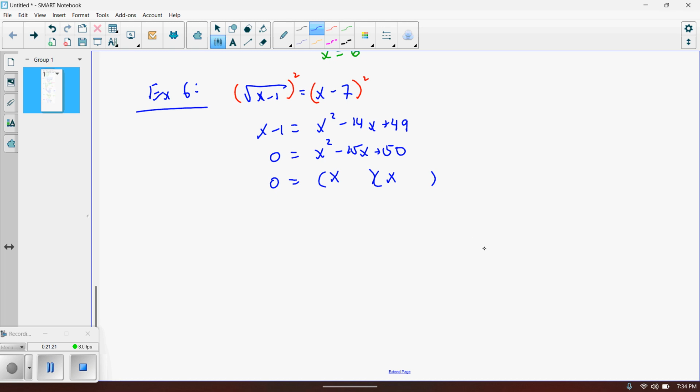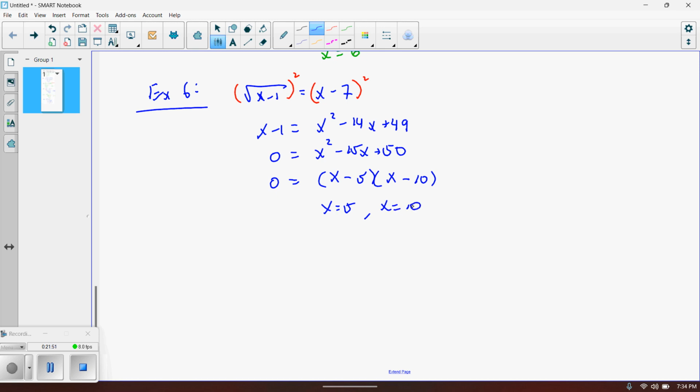There are a bunch of factors of 50: 1 and 50, 2 and 25, 5 and 10. So you have to come up with the combination of those things that's going to add up to a negative 15. Well, I do know that 5 and 10 will add up to 15 as long as both of them are negative, and multiplying two negatives gives you a positive 50 at the end. So we've gone ahead and factored this, which indicates that our solutions are x equals 5 and x equals 10.